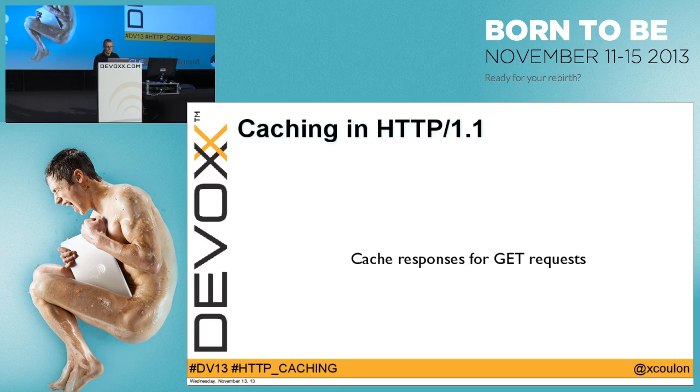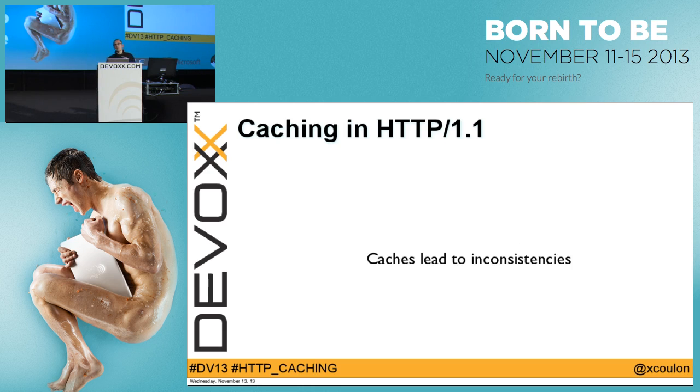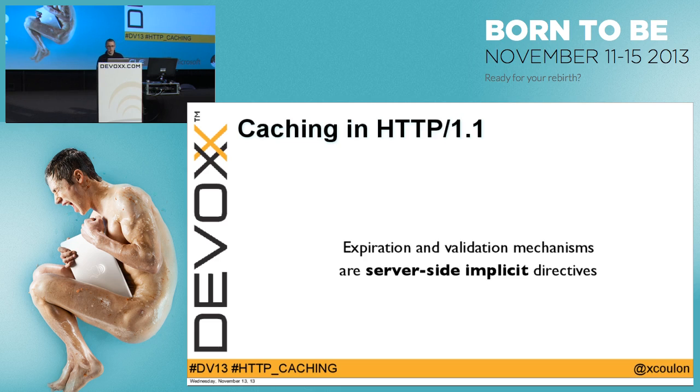So what we've seen so far is you can cache responses for GET requests, and the cache will reply with the most up-to-date version of the resource that it has. But it's the most up-to-date, it's not always the latest one. So this means that cache can lead to inconsistencies. When I talk about cache, I talk about local cache and maybe proxy caches in between the user agent and the origin server. So cache leads to inconsistencies, and this is something you really need to care about.